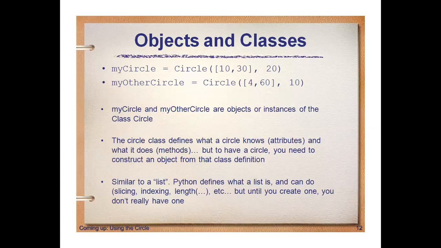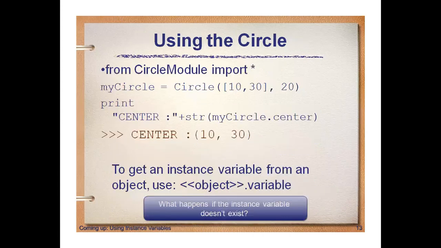The Circle class defines that a circle knows about the attributes and what it does with all these methods. We want to move that particular circle from one place to another, so parameters are passed here. Similar to a list, Python defines what a list is and can do, by slicing, indexing, length, etc. But until you create one, you don't really have it. So let's create these classes and objects and understand their meaning.